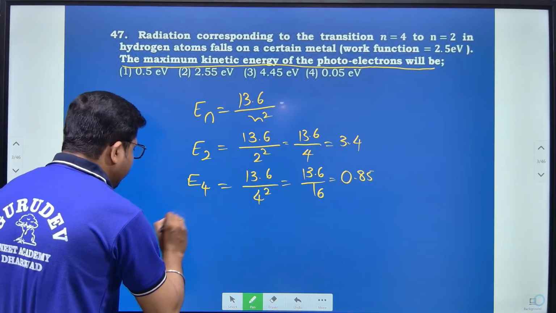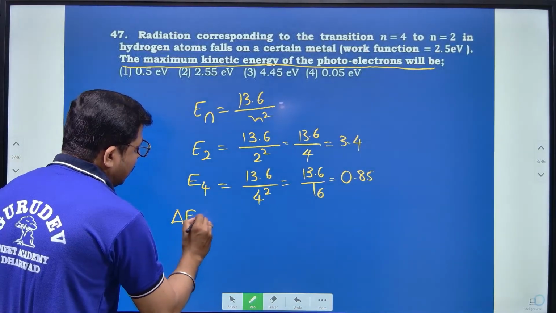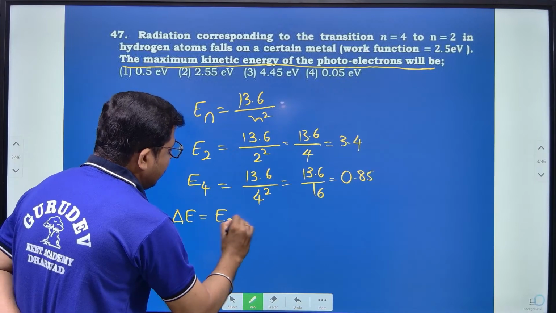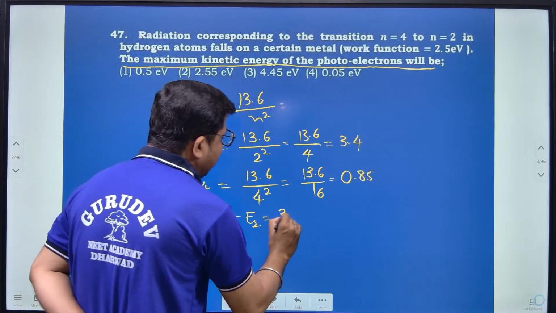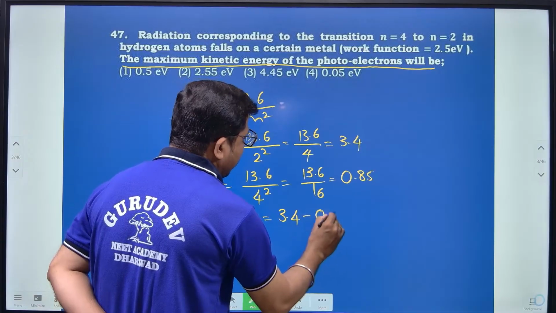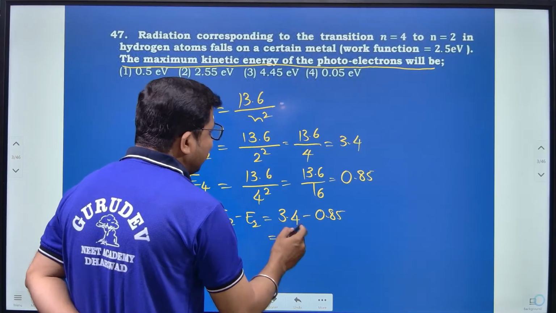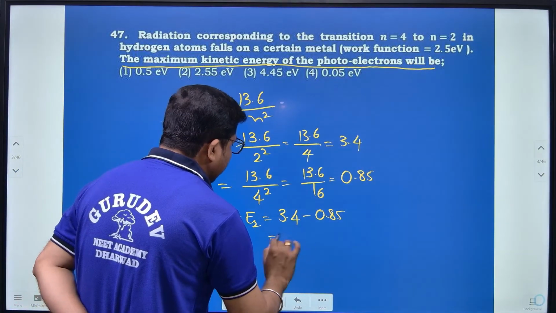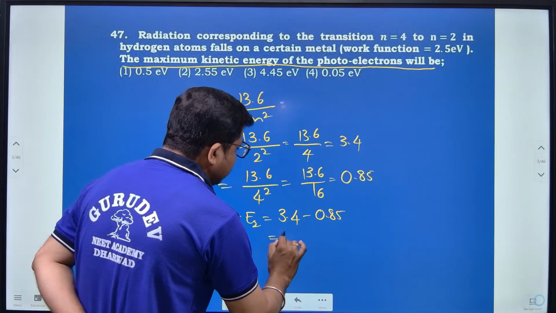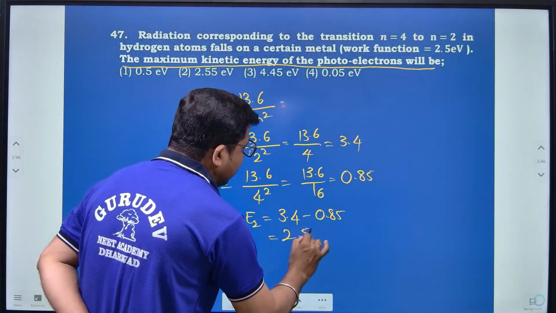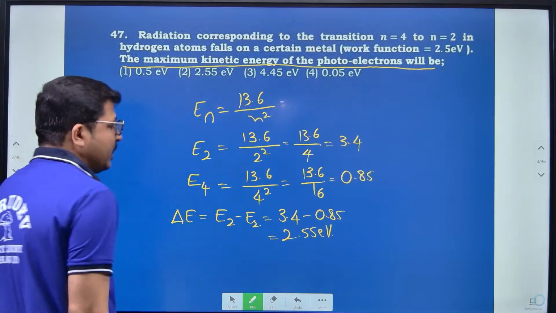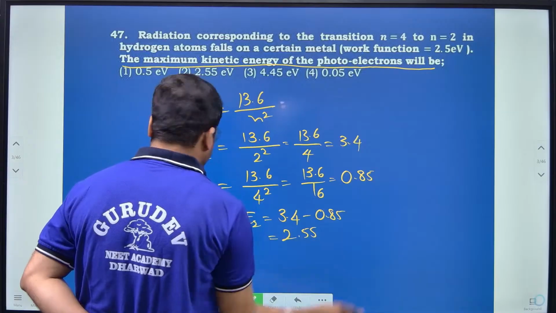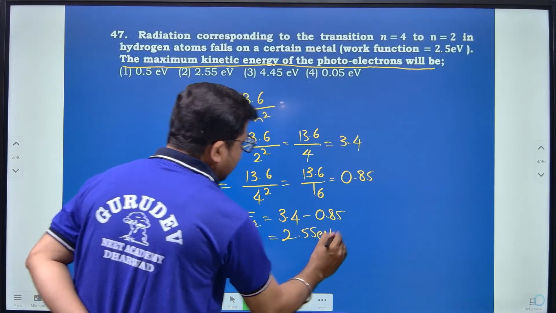Okay, next, delta E is equal to E2 minus E4, that is 3.4 minus 0.85. If we deduct it, that will be 2.55 electron volt.